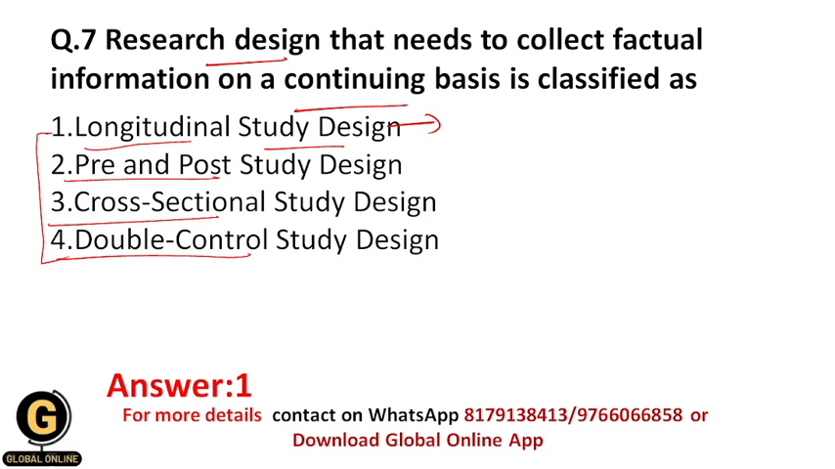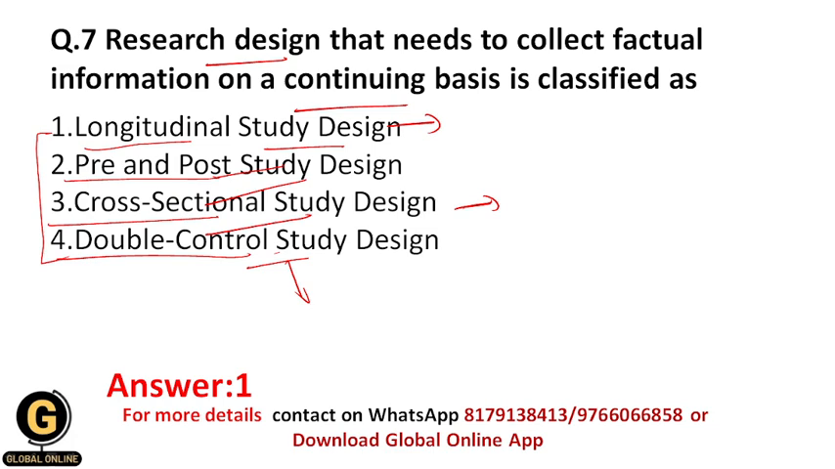In the pre and post study design, basically before and after treatments, the measurements are taken. And that's why it is called the pre and post study design. Cross sectional study design is the study design in which a researcher takes information from lots of participants at one period of time. And in the double control study design, there are two control groups and one experimental group.